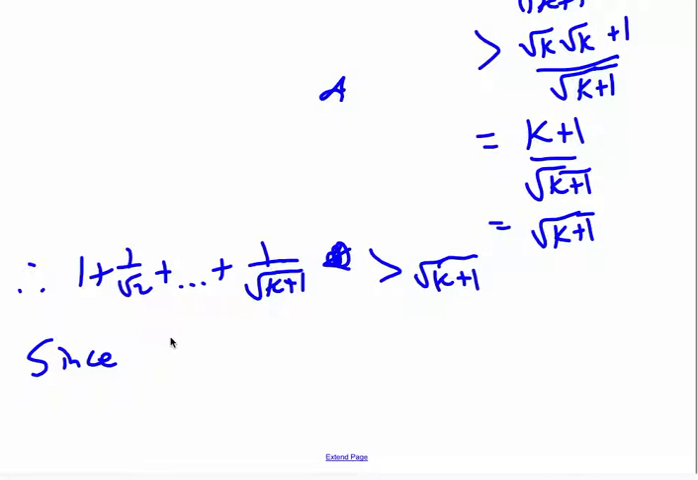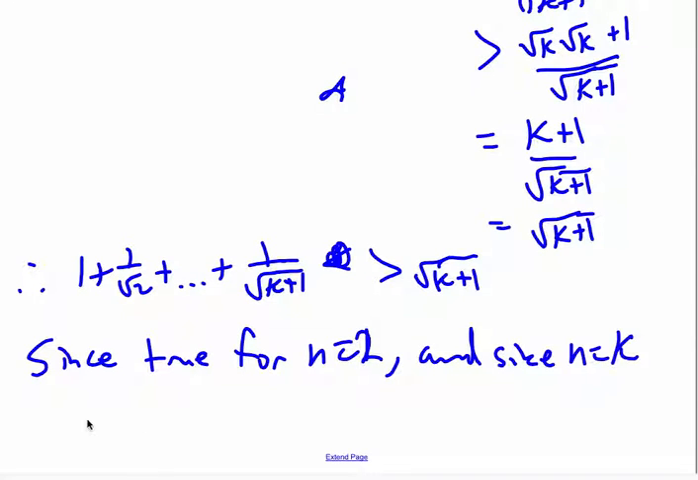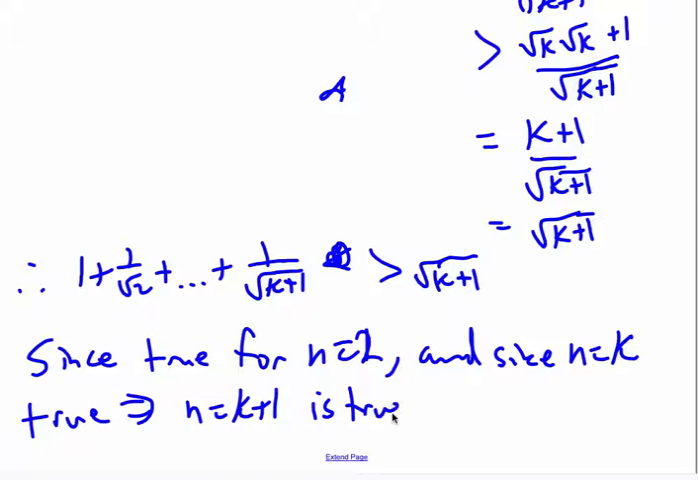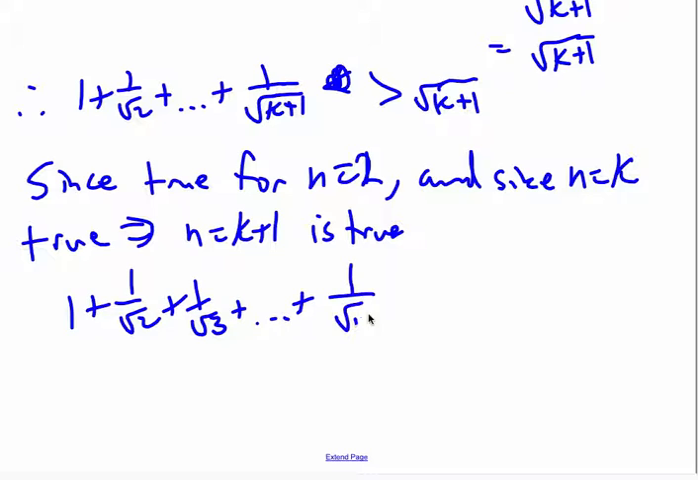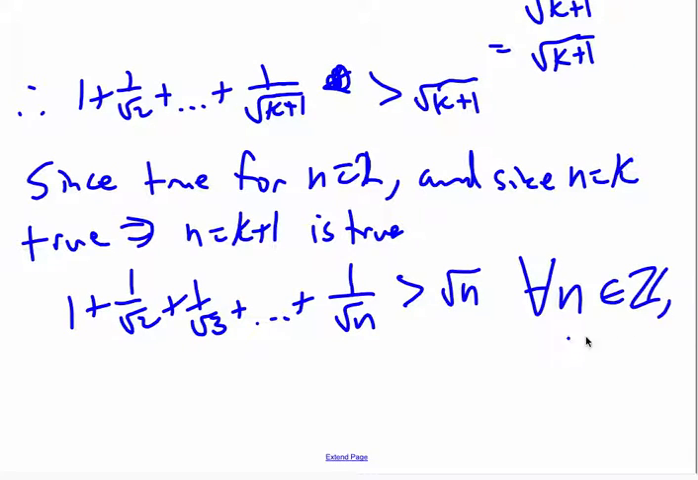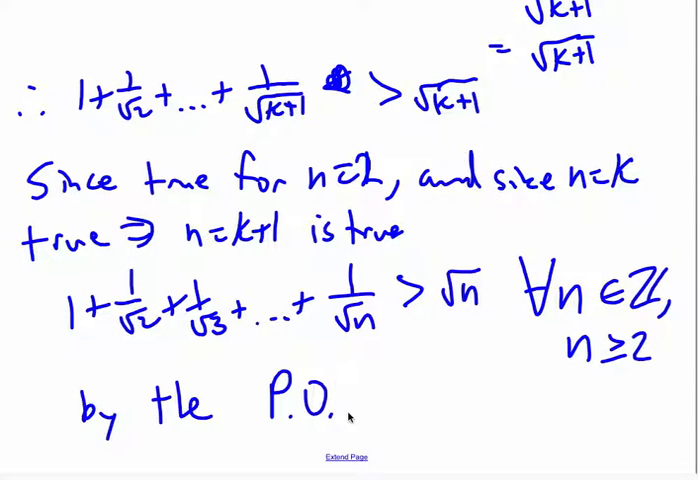Since the result is true for n equals 1, or in this case it was 2, and since n equals k true implies n equals k plus 1 is true, then we have 1 plus 1 over root 2 plus 1 over root 3 plus dot dot dot plus 1 over root n is greater than root n for all n in the integers such that n is greater than or equal to 2, by the principle of mathematical induction.